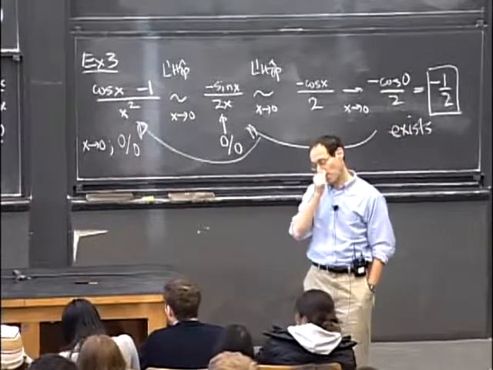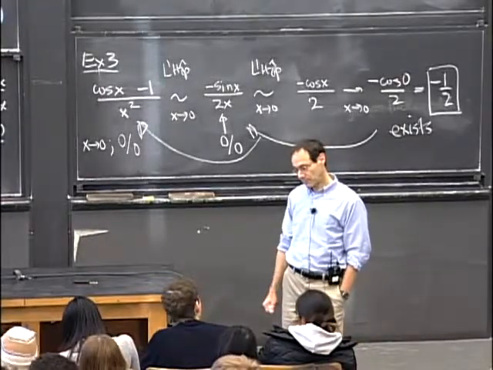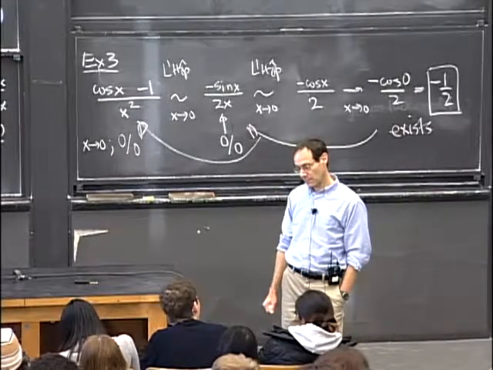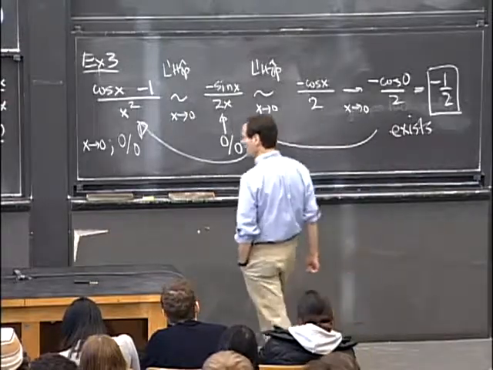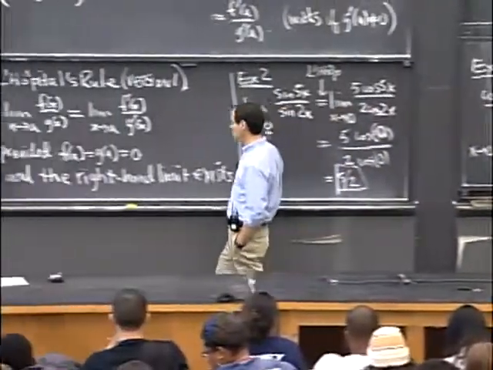Yeah, question. Why does the right-hand limit have to exist? Isn't it just the derivative that has to exist?